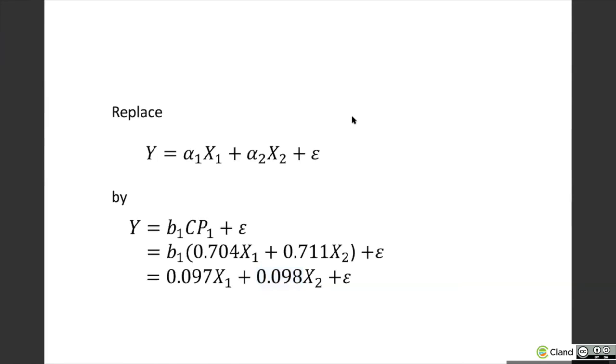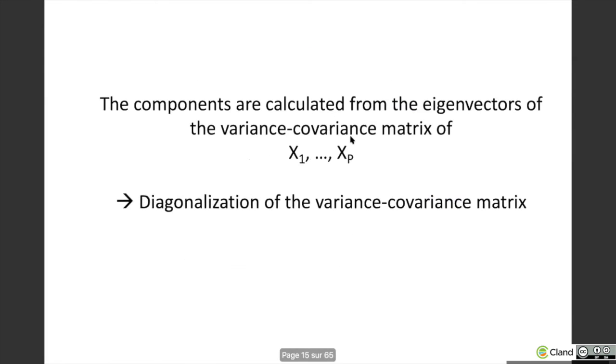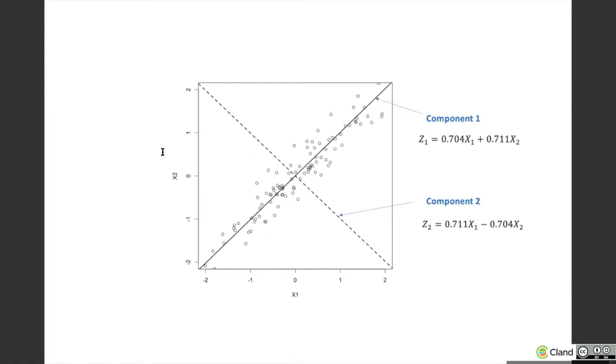Okay. So I repeat. What we did is to replace x1 and x2 by two new variables, z1 and z2. Z1 is equal to 0.7 x1 plus 0.7 x2, and z2 is equal to 0.7 x1 minus 0.7 x2. These coefficients, close to 0.7, were automatically computed by implementing a principal component analysis. If you now calculate the correlation between Z1 and Z2, it is equal to zero. It means that we replaced two highly correlated inputs, X1 and X2, by two new independent inputs, Z1 and Z2.